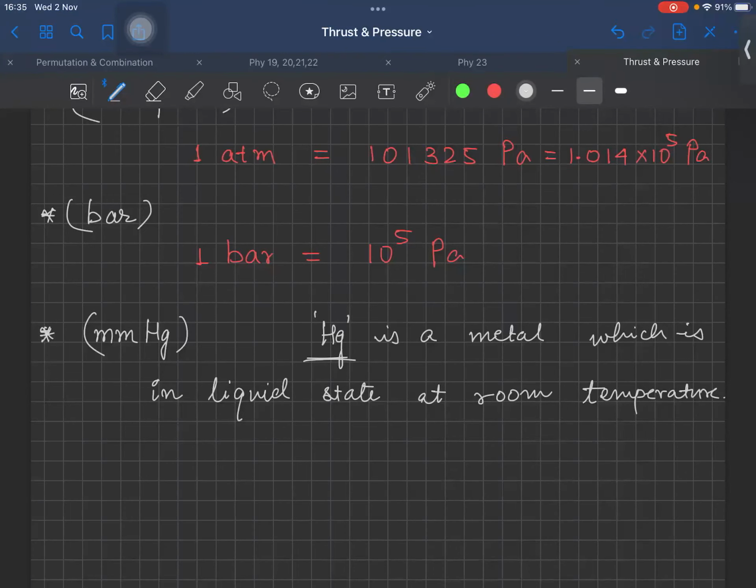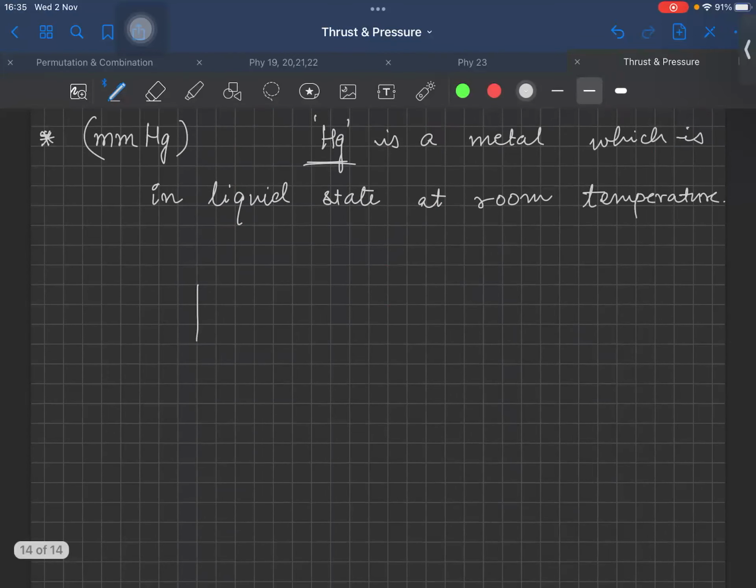So millimeter of mercury means, suppose you have a tube and you fill some mercury in this. Let's say you have put 1 mm of mercury, Hg, 1 millimeter of mercury. So that will tell you the pressure. This is also one way to measure the pressure of our atmosphere. Any doubt so far?